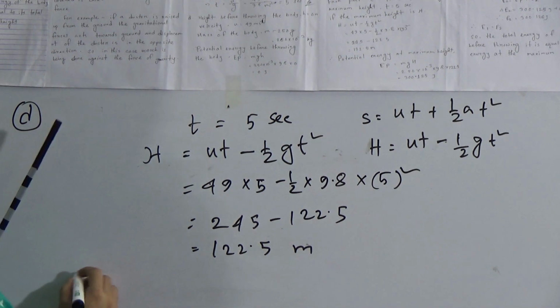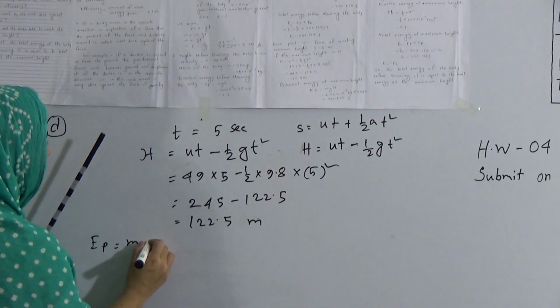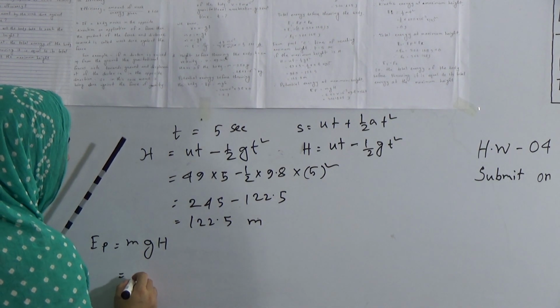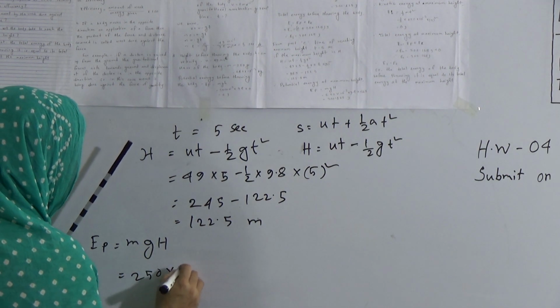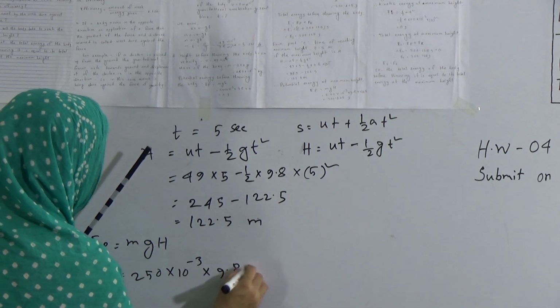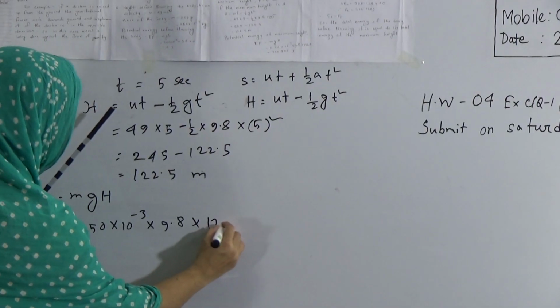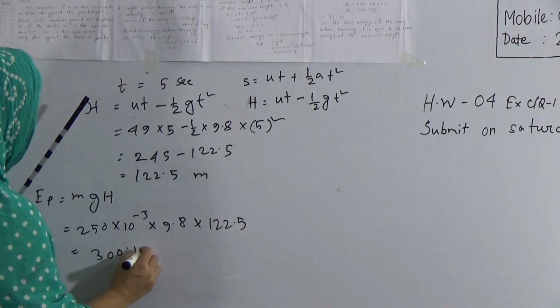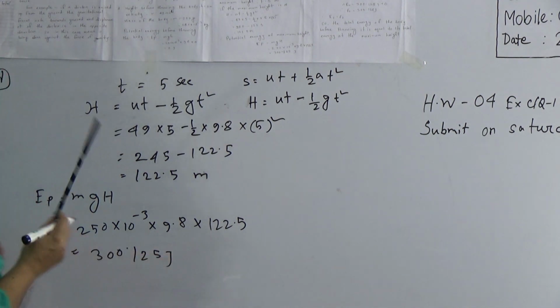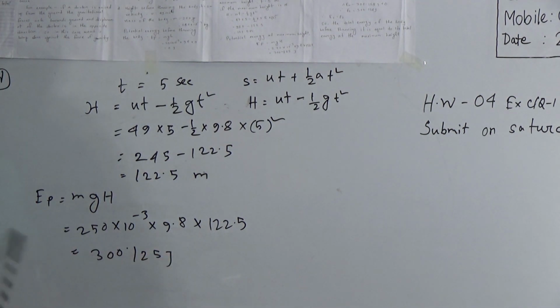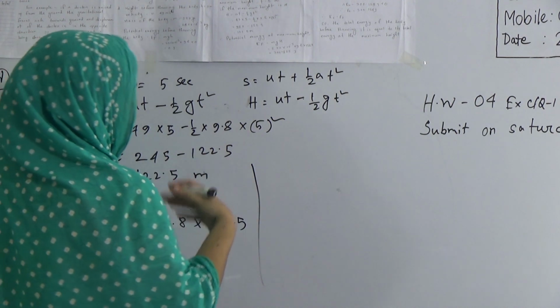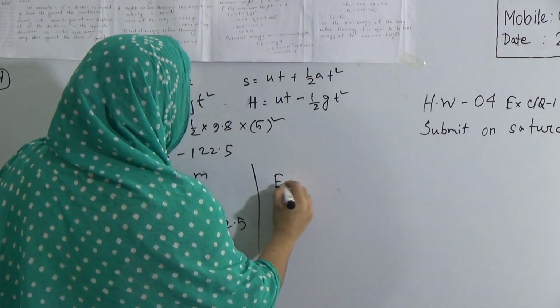Now we will find out the potential energy at maximum height. So potential energy at maximum height EP equals mgh. Now put the value: m means 250 into 10 to the power minus 3, into g means 9.8, into h means 122.5. That means it will be 300.125 joule. My dear students, this is the potential energy at maximum height. Now we will find out the kinetic energy at maximum height.